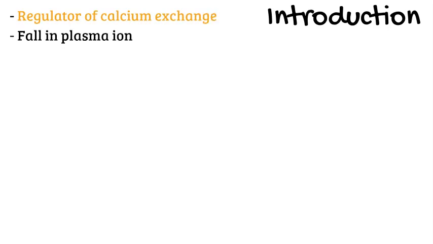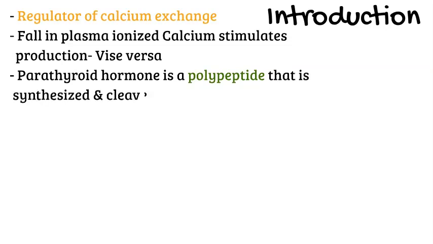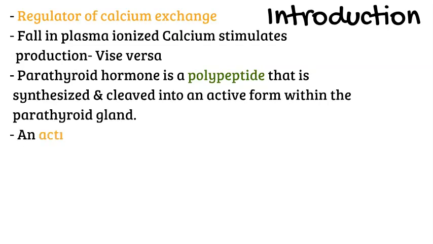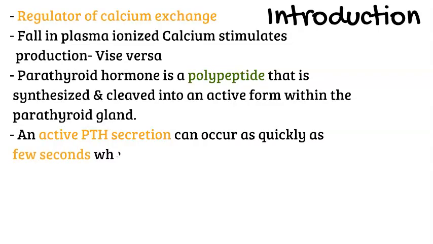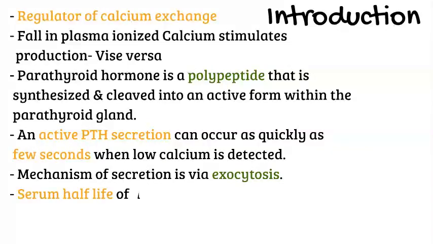As an introduction, parathyroid hormone is a regulator of calcium exchange. A fall in plasma ionized calcium stimulates its production, and vice versa. Parathyroid hormone is a polypeptide that is synthesized and cleaved into an active form within the parathyroid gland. Active parathyroid hormone secretion can occur as quickly as a few seconds when low calcium is detected.